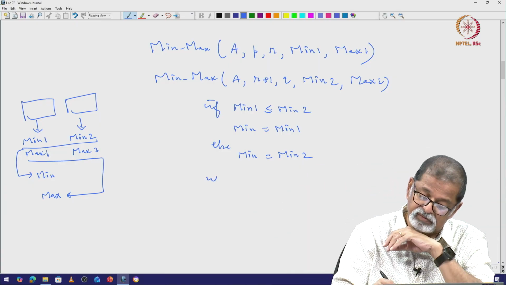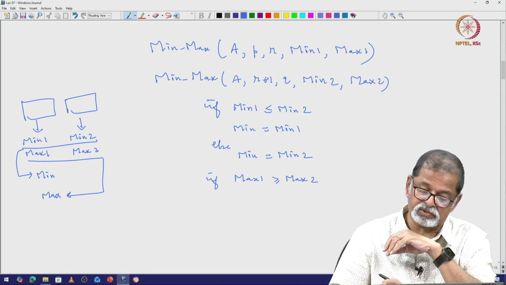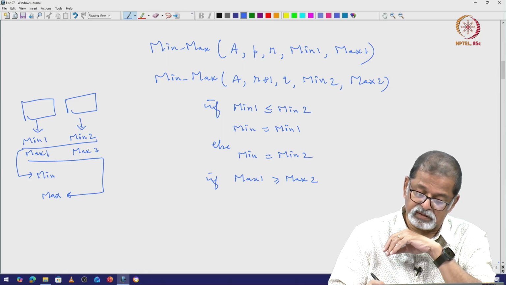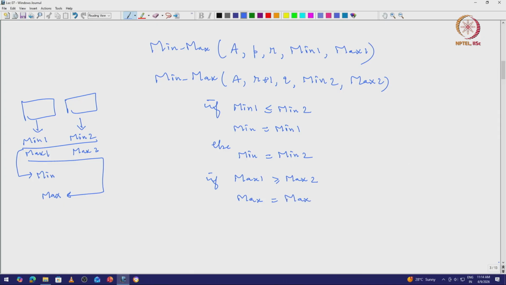Similarly, if max 1 is greater than or equal to max 2, then max equals max 1, else max equals max 2. Overall min and max are now returned: min and max.